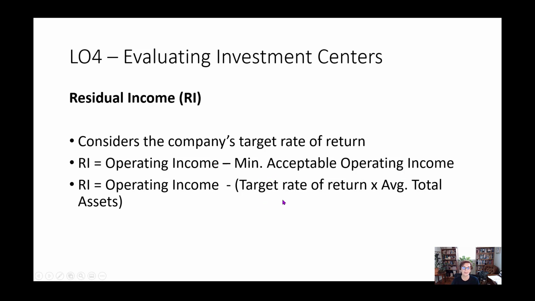And what it wanted to make was its target rate of return. So that's going to be a percentage times average total assets. So you're going to say something like, okay, the company wants to earn 18% on its assets. So you take the 18%, multiply by the assets, and that's how much it wants to earn. And then subtract that from what it really did earn, and that's going to give you your residual income.